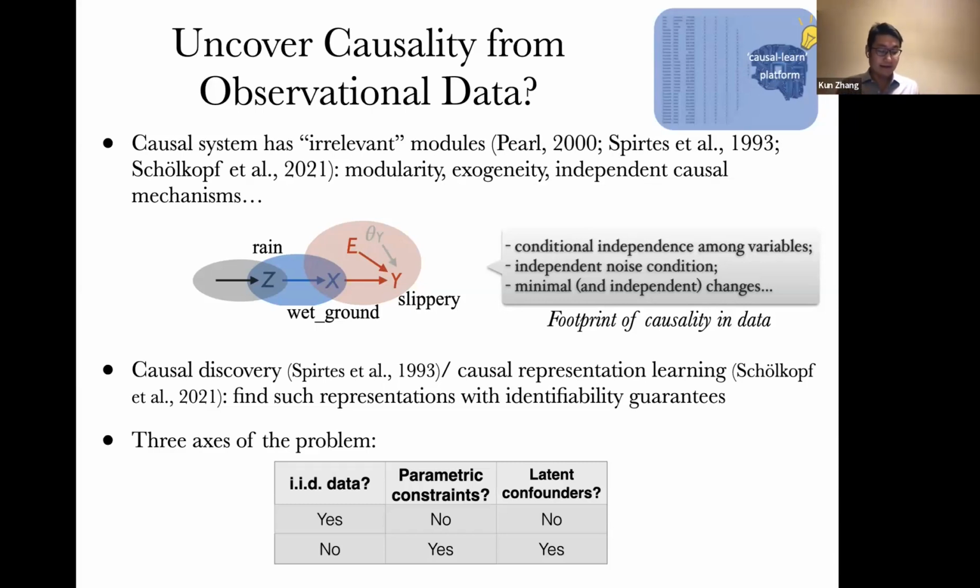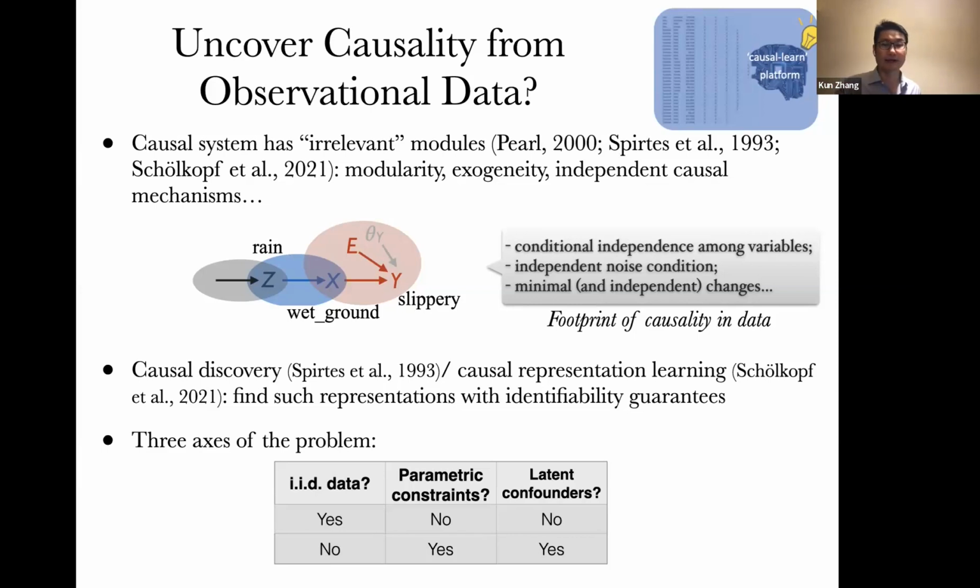The second axis is whether you can benefit from parametric constraints. In some cases, we have linear models, right? We can benefit from such constraints on the causal mechanisms. And the last one is whether we allow a large number of latent confounders in the system. By latent confounder, I mean an unobserved direct common cause of at least two variables, right? So for the purpose of causal representation learning, clearly we should allow latent confounders, otherwise it makes no sense. But in traditional causal discovery, very often we assume the system is causally sufficient without any latent confounder. Okay, so this is the problem setting.